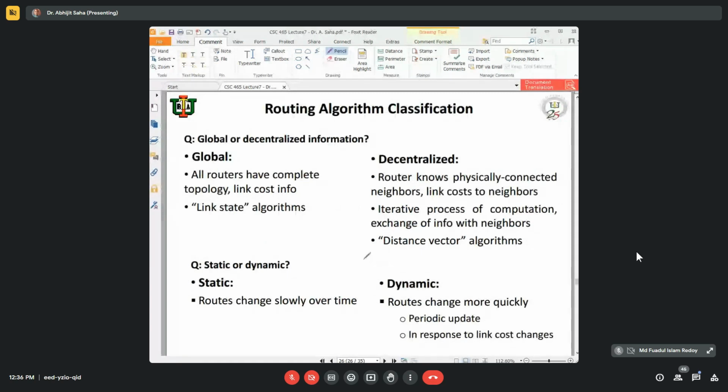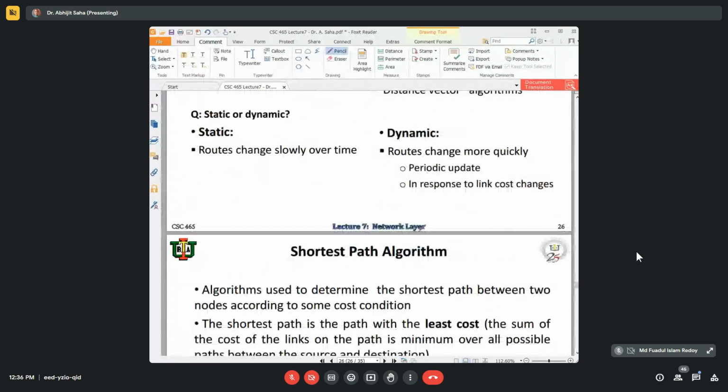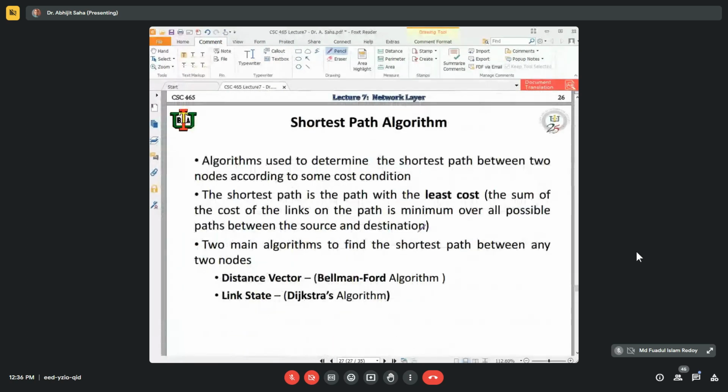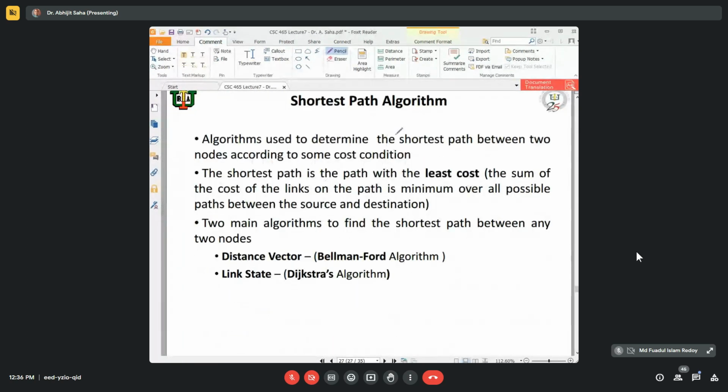Okay, so these are the facts. I have already discussed this. So here, the shortest path algorithm. Yeah, so what does the shortest path algorithm mean? It's saying that the shortest path is the path with the least cost.